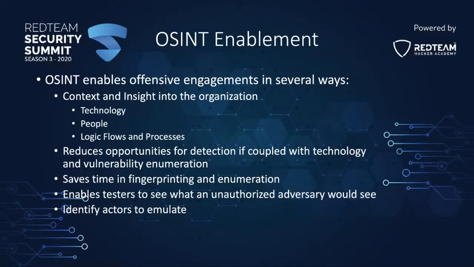Ultimately, it is going to help us save a lot of time in fingerprinting and enumeration, depending on the web presence. For some organizations, it's hanging out there for everybody to see. For other organizations, it's a little bit tougher. But the most important thing for me, honestly, would be to enable a tester to see what an unauthorized adversary is going to see. Because you have your scoping documents before you go into testing, but the thing about that is, organizations tell you quite a bit, but they're not necessarily going to tell you everything.